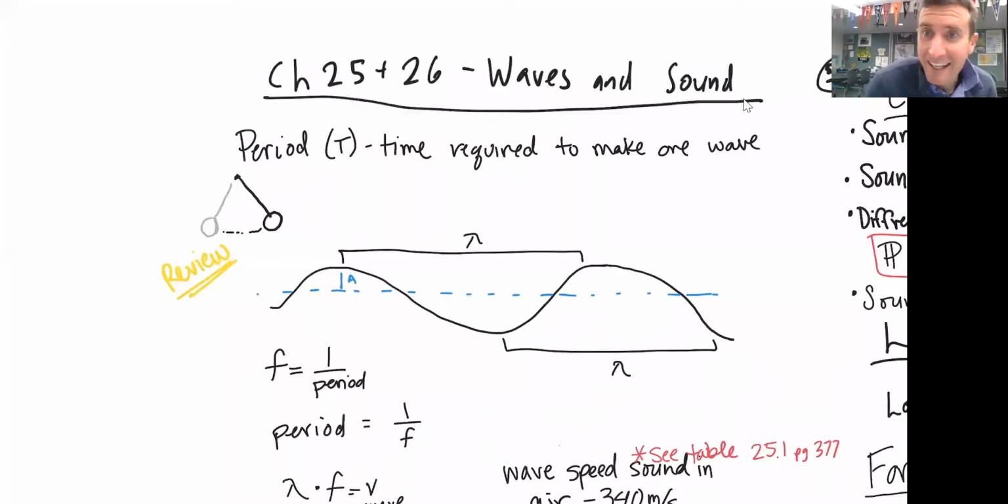Welcome back. Today, we are going to be learning about waves, and we're going to do that by page walking through chapters 25 and 26. To start, you will need to pull out your textbook, Conceptual Physics, the nice light blue one, and open up to page 372. It's the start of chapter 25.